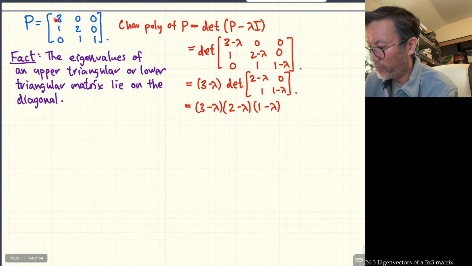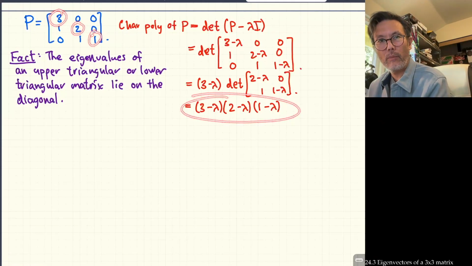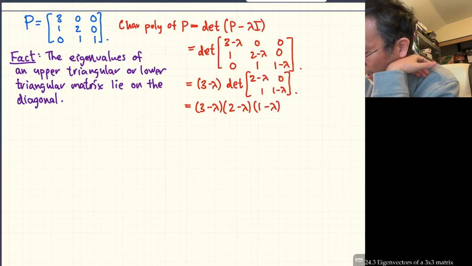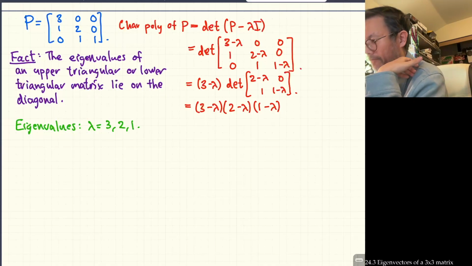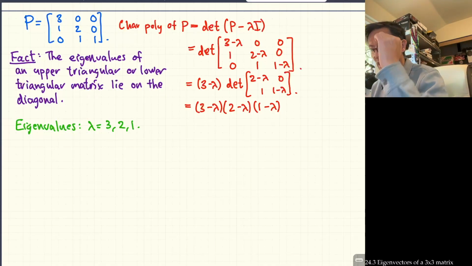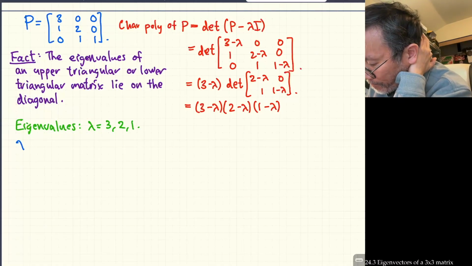We've got the 3, the 2, and the 1 there. Those are exactly the roots of this characteristic polynomial. That's not a coincidence, okay? But yes, indeed, the eigenvalues we see here are lambda equal to 3, 2, and 1. And what we want to do is compute eigenvectors associated with each of these. Okay, so let's start with lambda equal to 3.